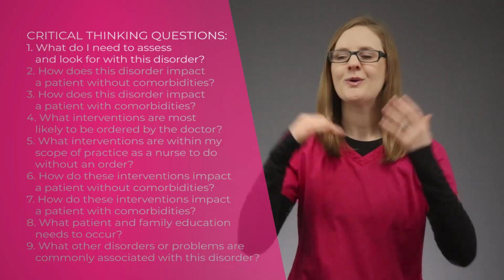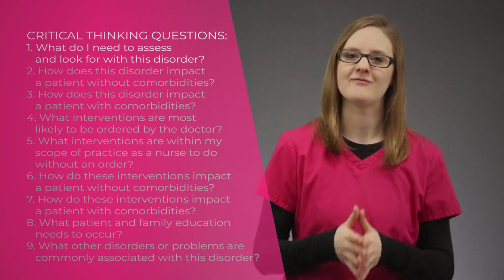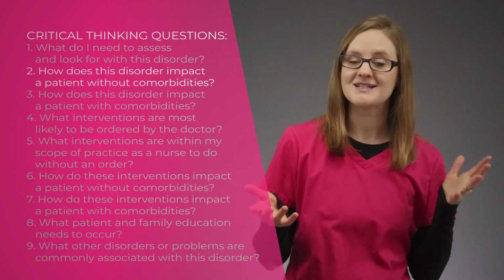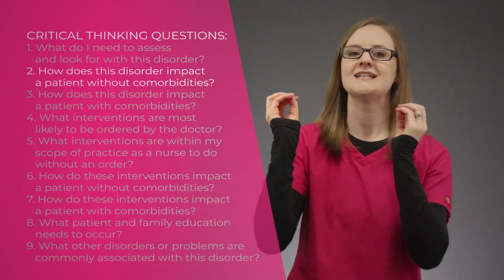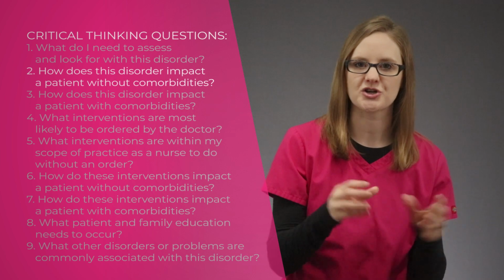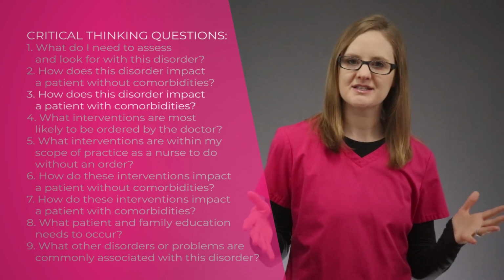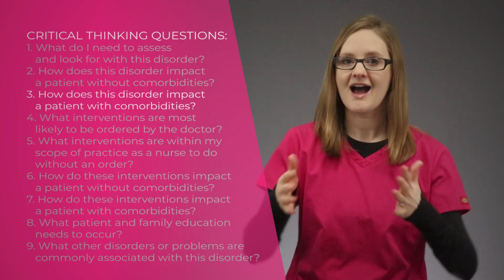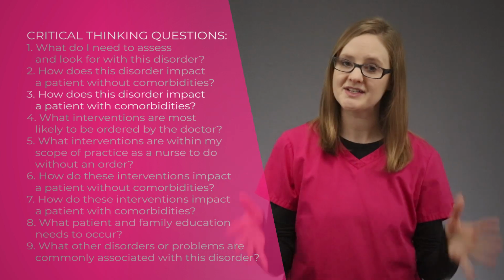So these 9 key questions are: what do I need to assess and look for with this disorder, including lab values and signs and symptoms? How does this disorder impact a patient without comorbidities? This means that this is the only health concern, disorder, or disease that this patient has. The third question: how does this disorder impact a patient with comorbidities? This means that they have another health concern, disease, or disorder at the same time.